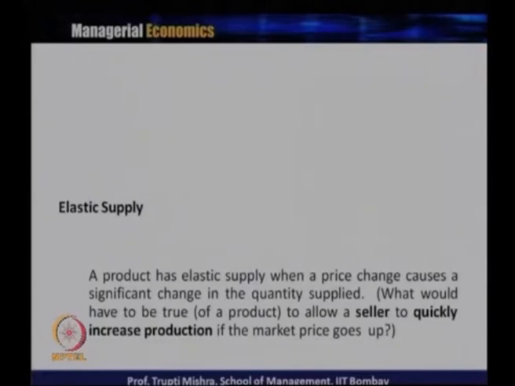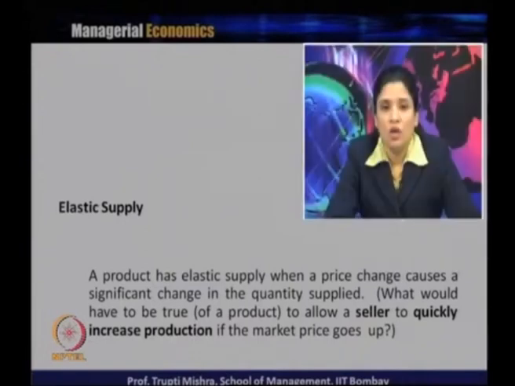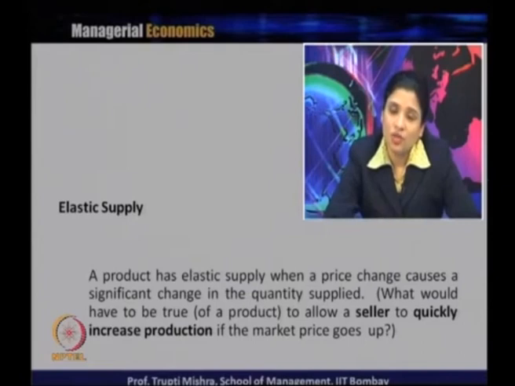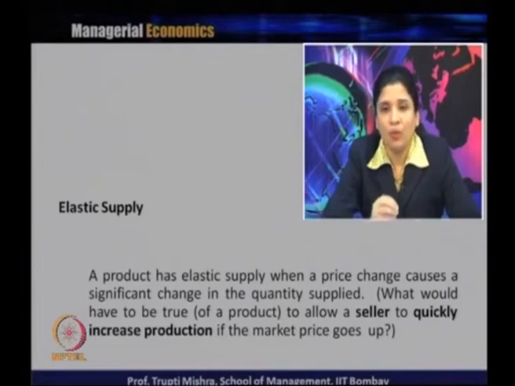Now, what is elastic supply? A product has elastic supply when the price change causes a significant change in the quantity supplied. What would have to be true of a product to allow a seller to quickly increase production if the market price goes up? We know that whenever there is a change in the price, if there is a significant change in the quantity supplied, then this is the case of elastic supply. But when you take this to a real world situation, the question comes: is it possible for the seller to produce immediately when there is an increase in the price? Whether it is possible to increase production immediately, because there is a time period required to produce the product. So, we can interpret in a different way that whatever is produced by the producer, not everything gets sold in the market.